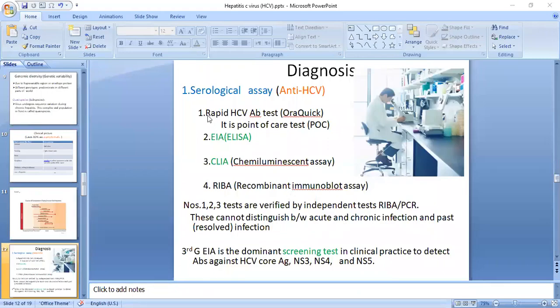These tests 1, 2, 3 are verified by other tests such as the RIBA or PCR. So the enzyme immunoassay, CLIA, and these three tests need to be confirmed by the RIBA or PCR, because these three tests cannot distinguish between acute and chronic infections and false infections.